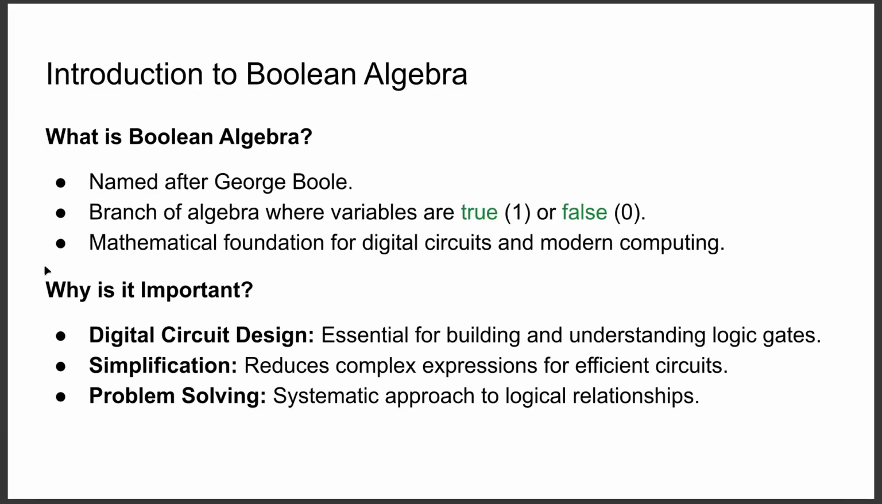It was named after George Boole. It is a branch of algebra where variables are either true or false, 1 or 0. It's a mathematical foundation for digital circuits and modern computing.